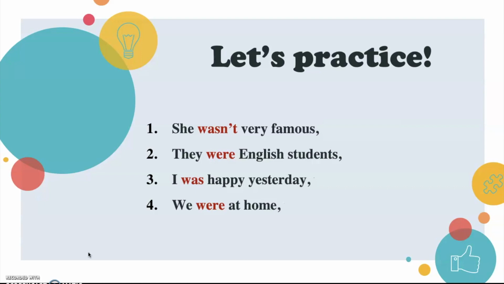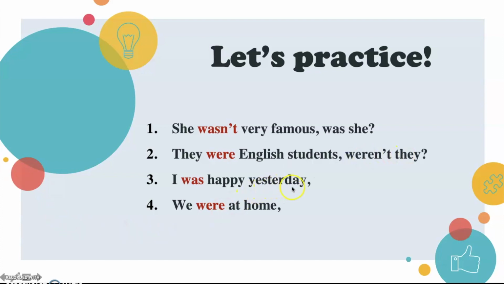Okay, so let's check our answers. She wasn't very famous. Here we have a negative sentence. So, the tag question has to be in affirmative. Excellent. So the answer here is, was she? Very good. Number 2, they were English students. This sentence is in affirmative. So, the tag question is in negative. So the answer is, weren't they?